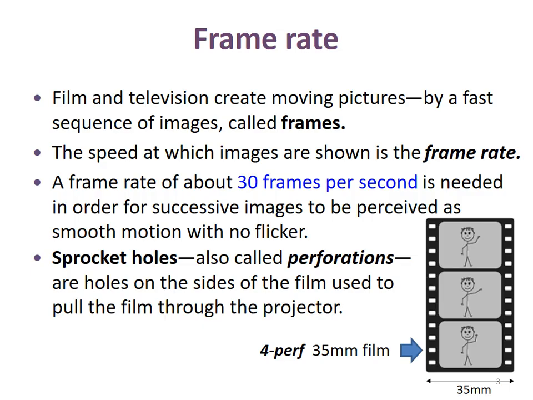Sometimes we call this film 4-perf 35 millimeter film. So next time you see 4-perf, perf means perforations, and perforation also means sprocket pulse. If you see this term, you can see that the film has 4 pulses beside each frame. And 35 millimeter means the width of the film. Next we will see more different formats of film other than 35 millimeter.